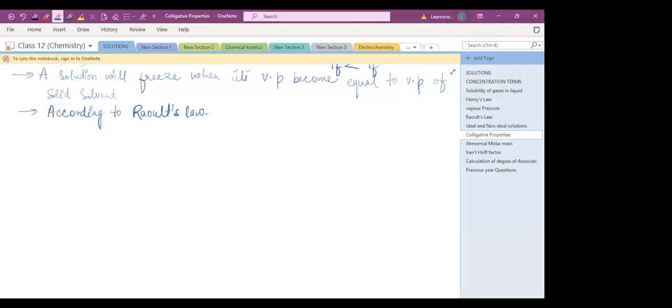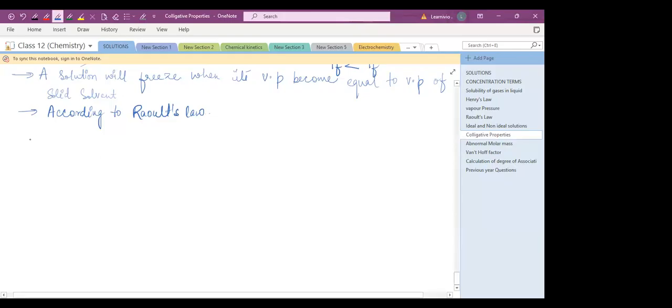So its vapor pressure will decrease, right? And it becomes equal to that of the solid solvent at a lower temperature. That's why this temperature difference is known as the depression in freezing point. And thus the freezing point of the solvent decreases.